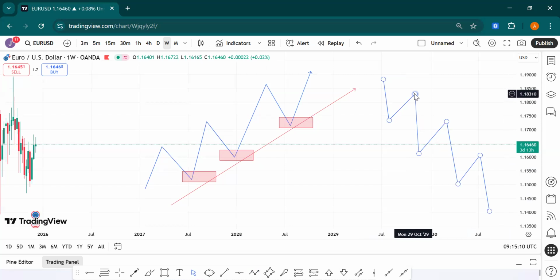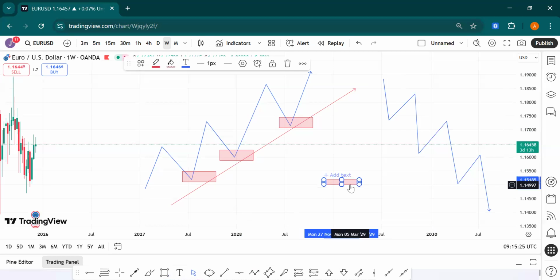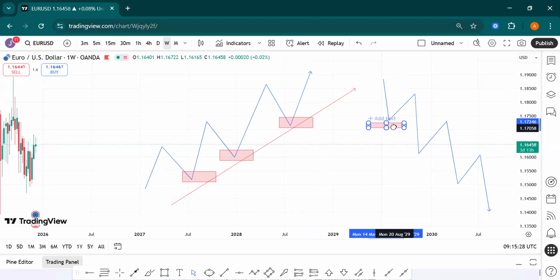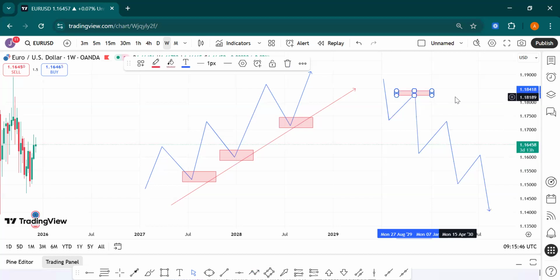Now, why do we call this a lower high? The market gave us a low, then gave us a lower high. We call this a lower high because even though the market is higher than this level, it is lower than this level. So because it is lower than this level, though it is a high, we still call it a lower high. Am I making sense?